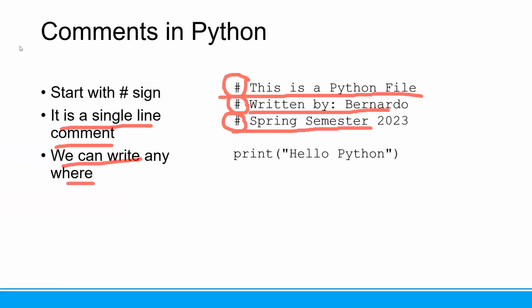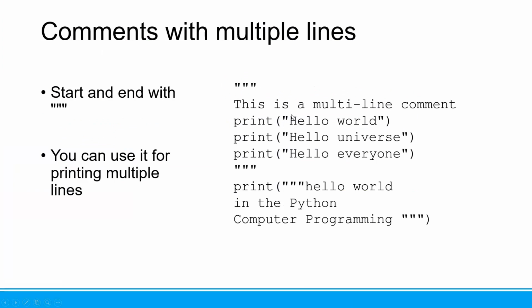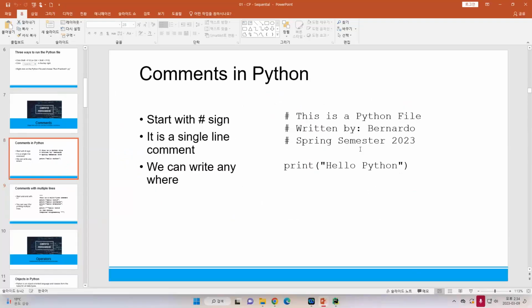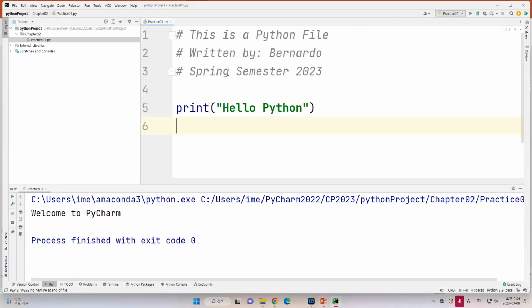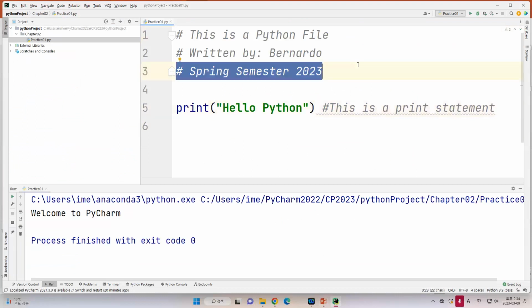It means if I write this one, I can write here, this is a print statement. So you can put the comment at the end of the statement or in the beginning of the statement like this.